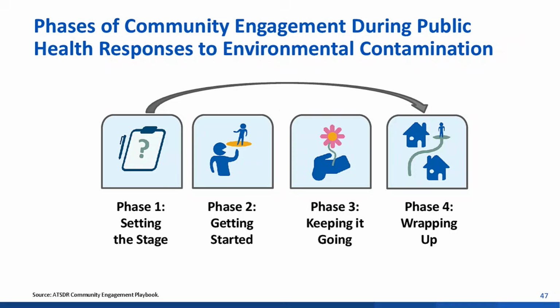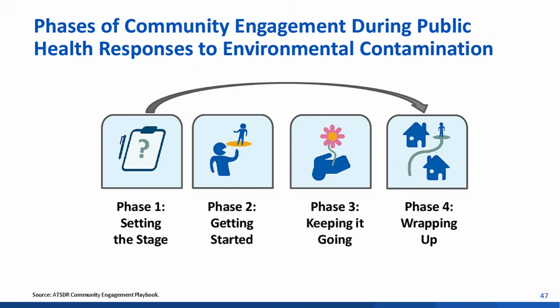3. Keeping it going. Be available. Check in frequently with your key partners. 4. Wrapping up. In this phase, we start to evaluate our program and see where we need to go in the future. The playbook offers the user questions to consider in each phase when working with the community, a context that reminds the user of important considerations in each phase, and a list of community engagement activities that typically take place in each phase.